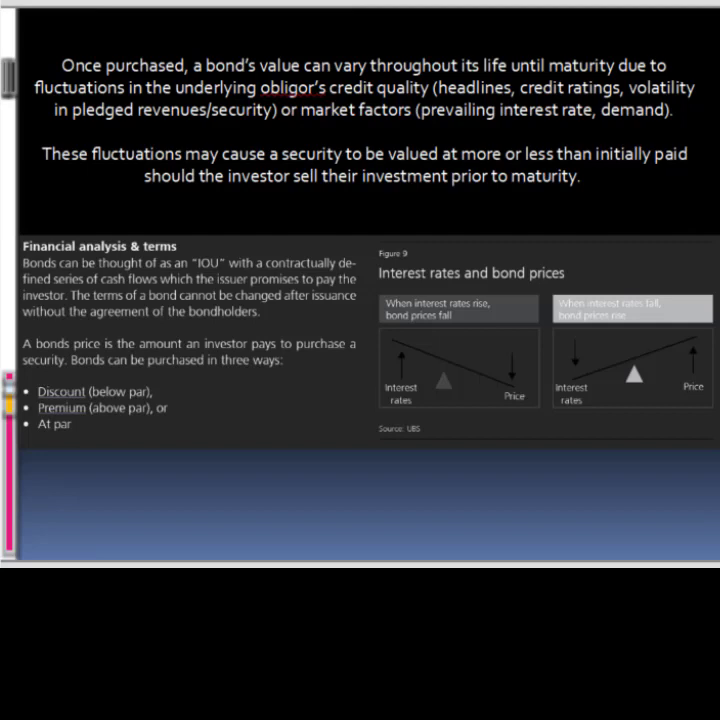So let's also understand prices of bonds. Every time I say a bond is at a discount, it means the bond is below 100%, so it's below par. Every time it is at a premium, it means it's above par. And if we say it's at par, it means that it is at 100%.